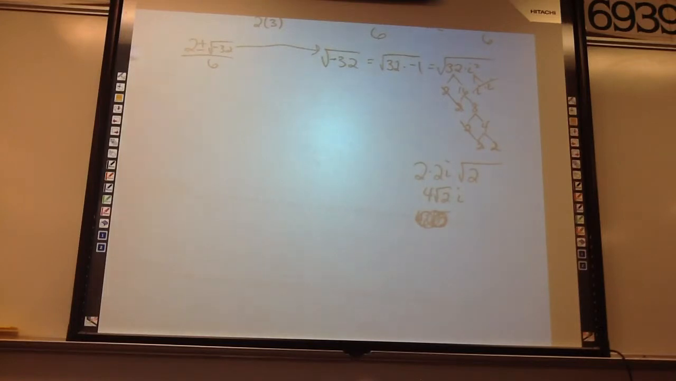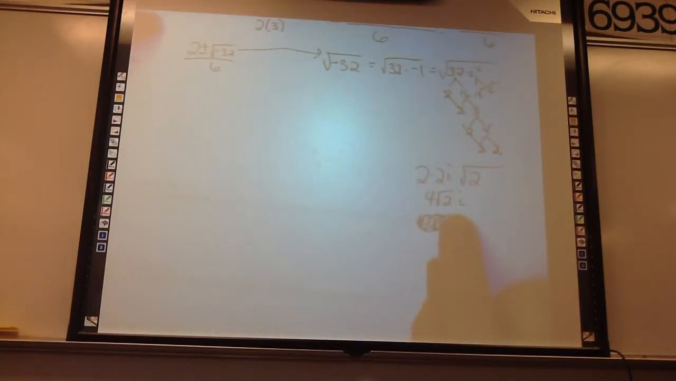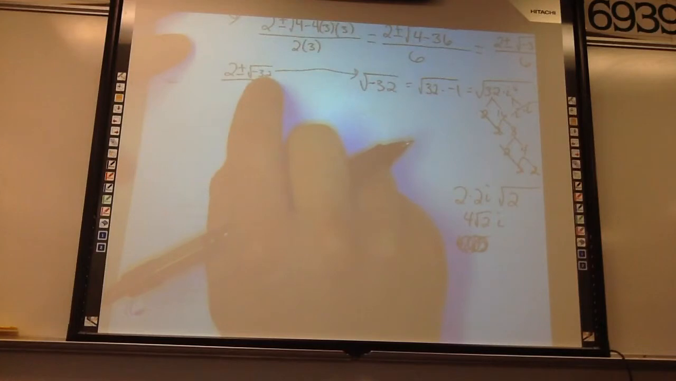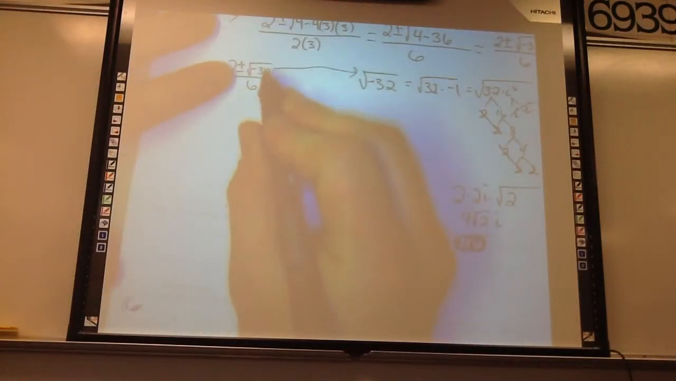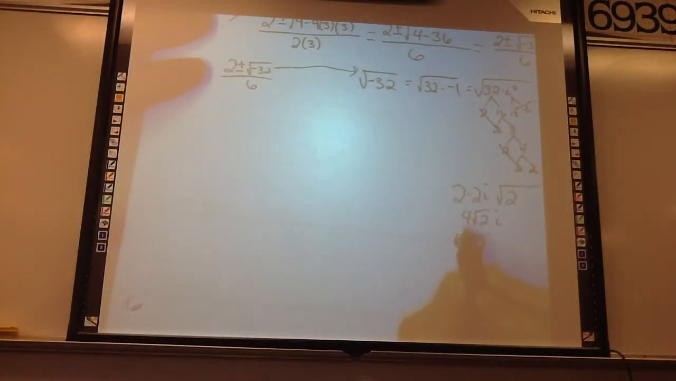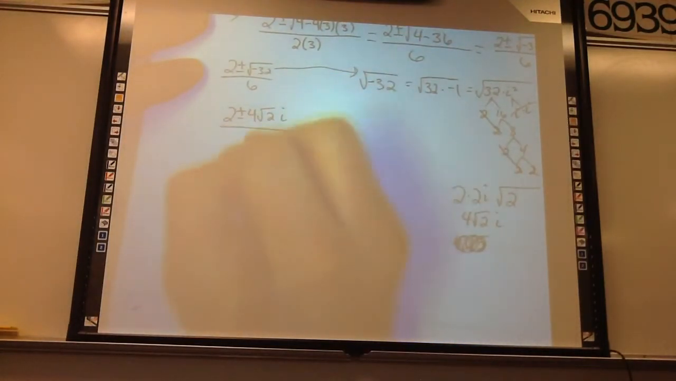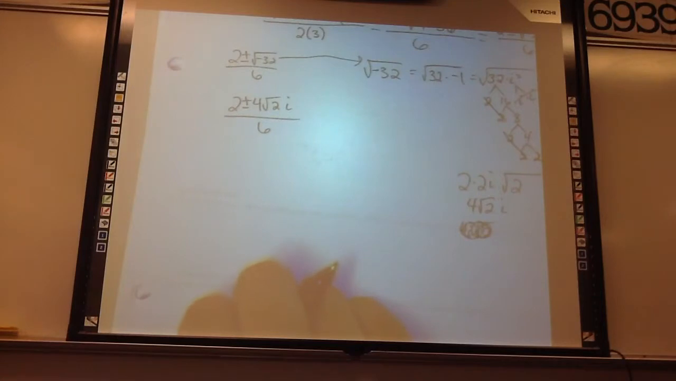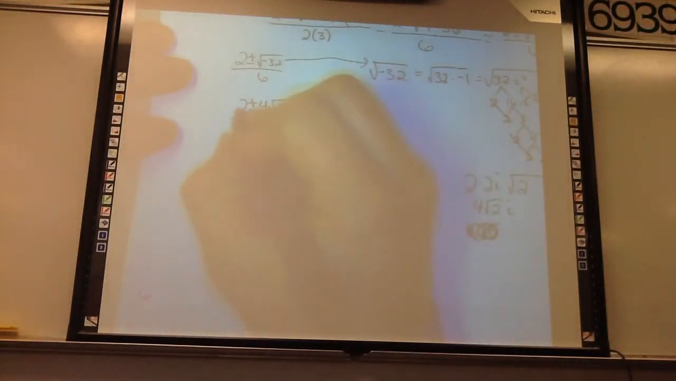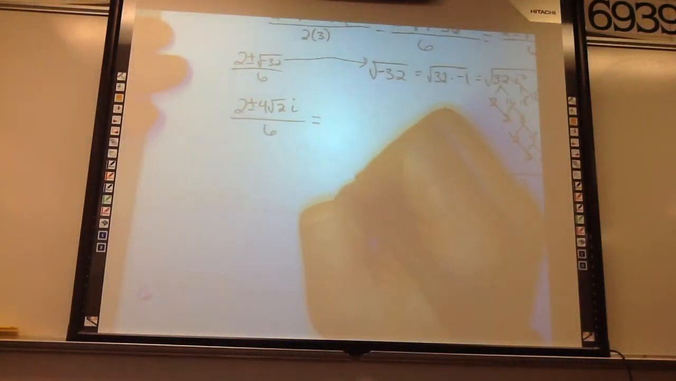Nope, I don't know. Anyway, so we got 4 root 2i. That was just the square root of negative 32 is equal to 4 root 2i. Well now, it's okay. We got 2 plus or minus. I'm just going to rewrite it with this: 4 root 2i over 6. Divide both of them by 6 and you're done. What's 2 divided by 6? 1/3 is correct.